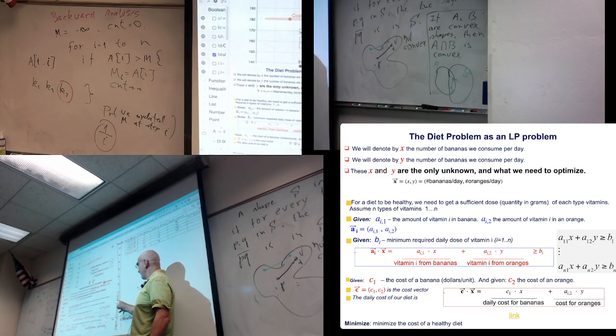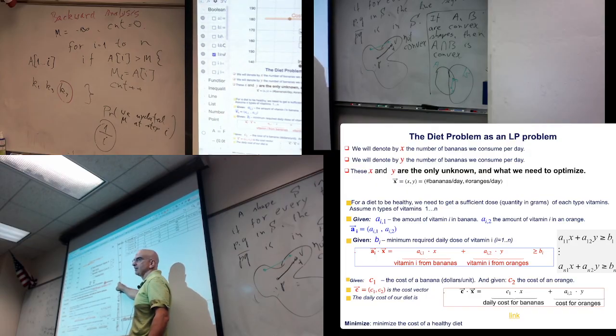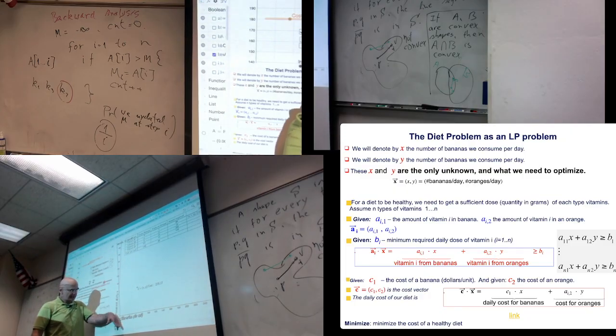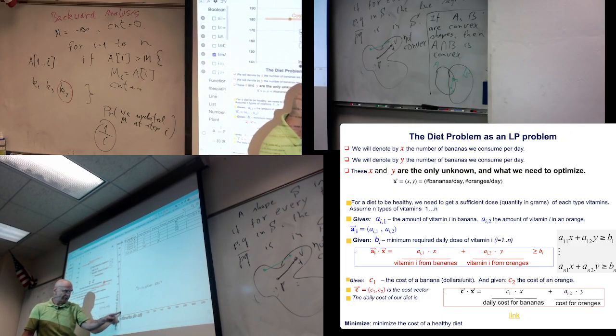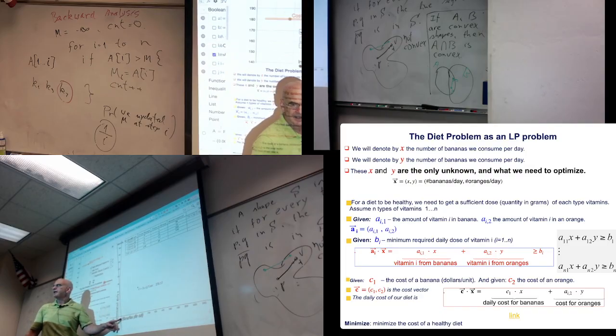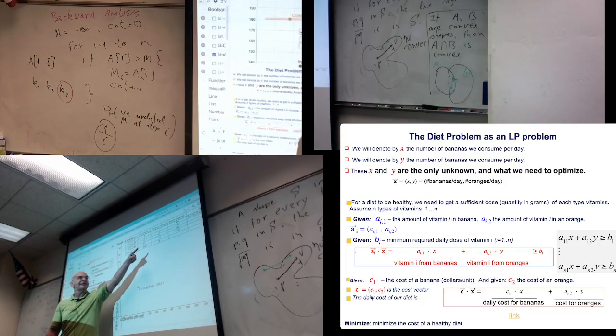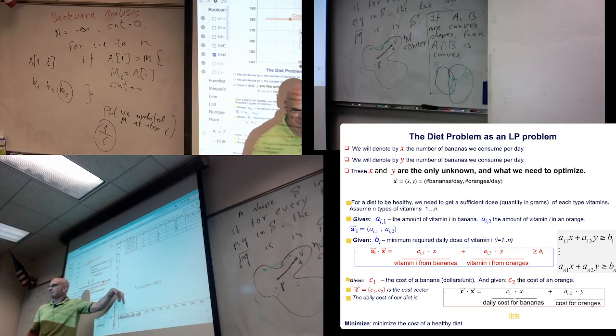So there are some diets that make sense, and there are some diets here that include negative eating of oranges. I don't want to think about it. We can ignore everything that is negative, but every point on this line is a diet that barely gives me the minimum of vitamin A, 65 units.